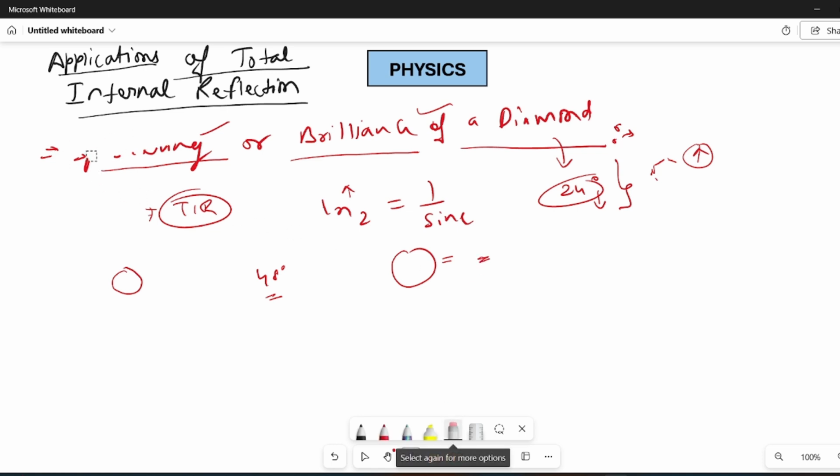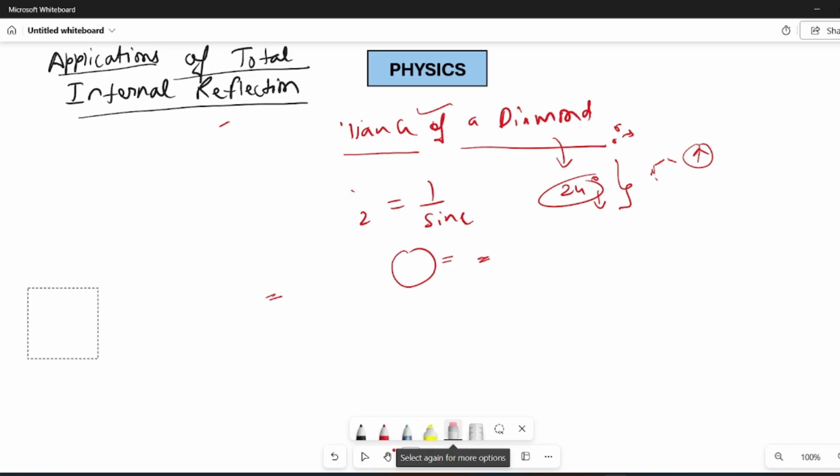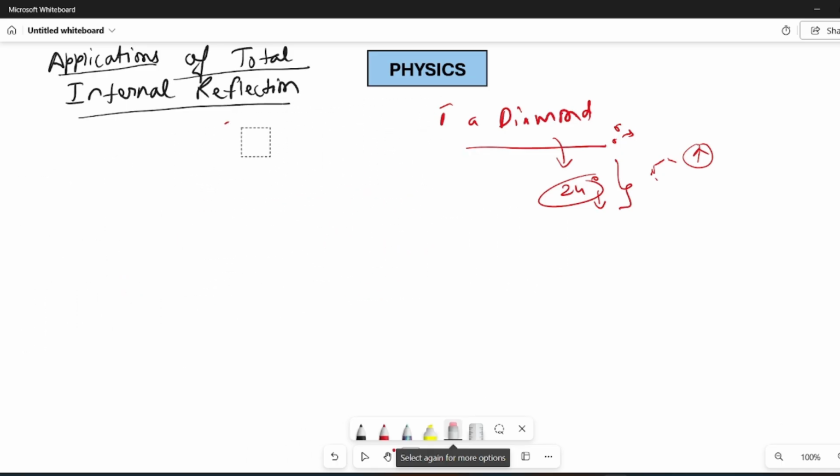Okay, the next particular application or phenomenon related to total internal reflection is the mirage. So first let's explain what a mirage is. The concept of mirage is directly associated with TIR.